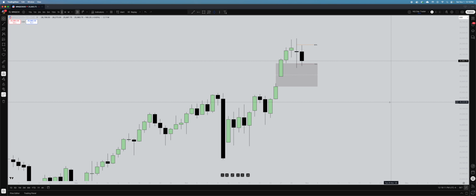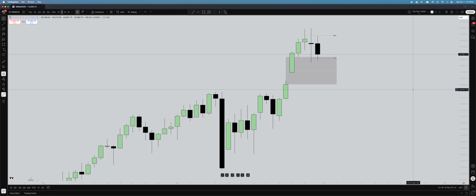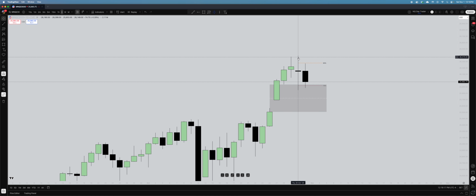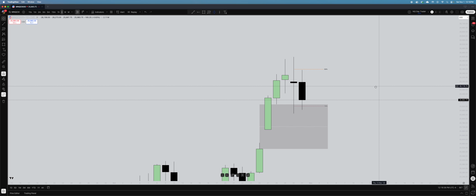So I want to notate these two wicks here. All right. So we have 50% of this wick annotated here, and 75% of this wick annotated here. So you can see we opened up, we traded up, and we stopped just short of 50% of this wick. Then we traded down, and we traded down past 75% of this wick.